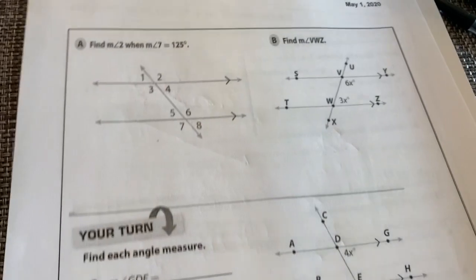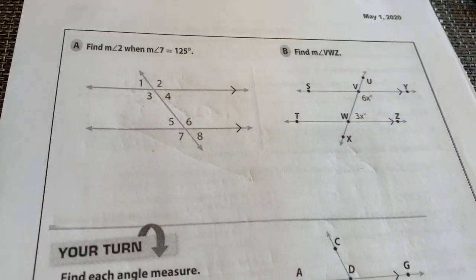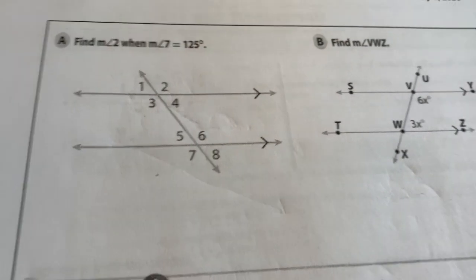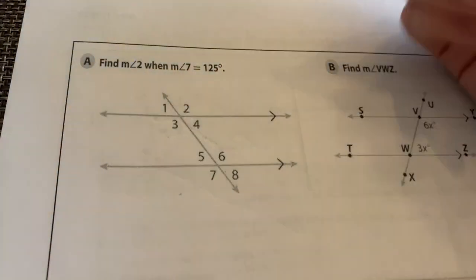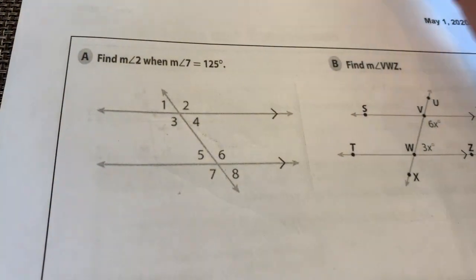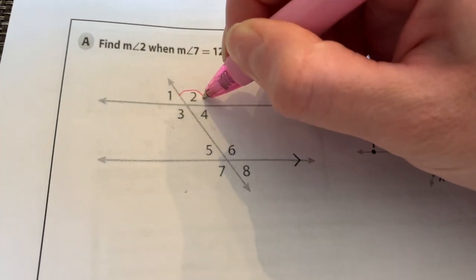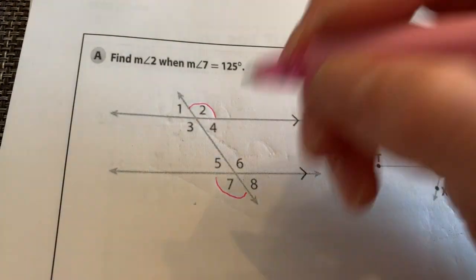So when you have 2 parallel lines cut by a transversal, we have 8 different angles, okay? And if we know just one of those angles, we can find every single other angle in the entire thing, okay? So in this example, they want us to find angle 2 when we know that angle 7 is 125.